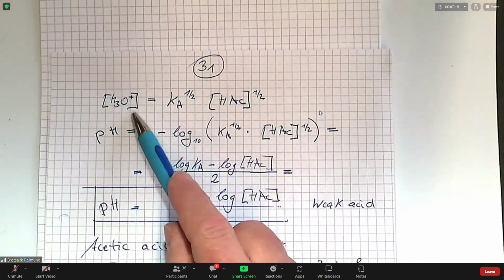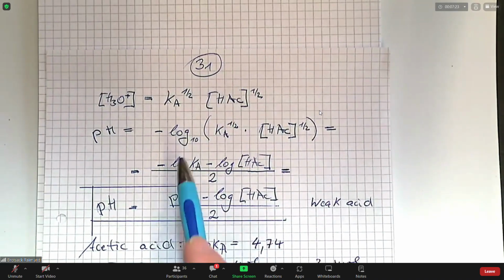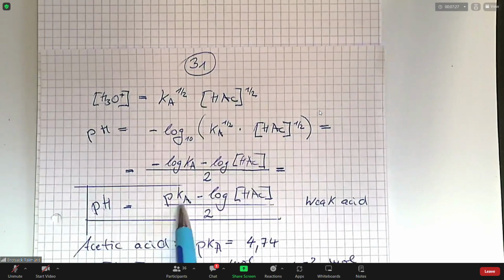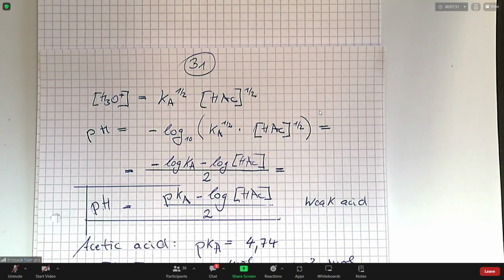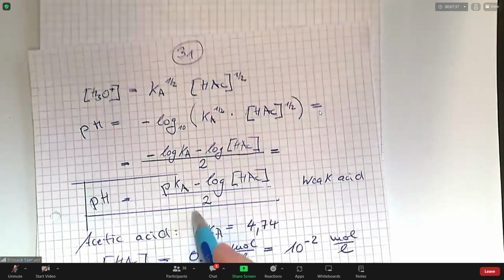That is what we had already. The pH is the negative log of this. And when we transform it, we arrive at the pH being (pKa minus the log of HA) over 2 for weak acids. So for a weak acid, it's a little bit more difficult to calculate the pH. We need this formula.